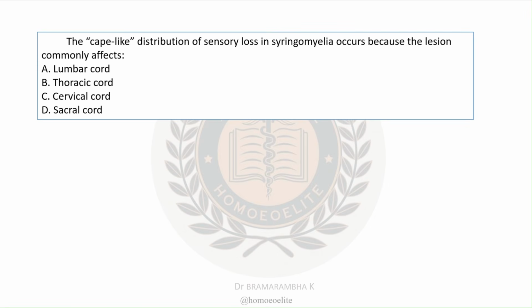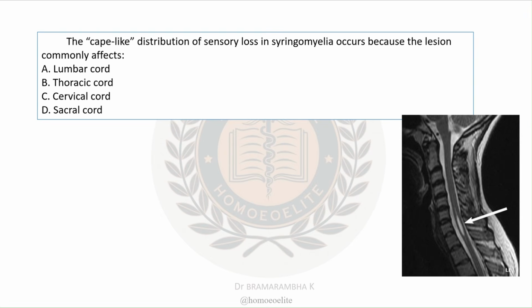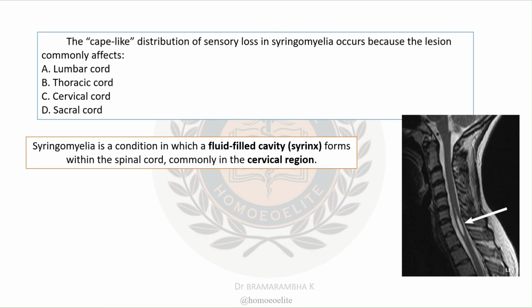A cape-like distribution of sensory loss in syringomyelia, because the lesion commonly affects the lumbar cord, thoracic cord, cervical cord, sacral cord. Okay, syringomyelia. First, we need to know what is syringomyelia. In this image, you can see there is some opacity here, in the translucent part.